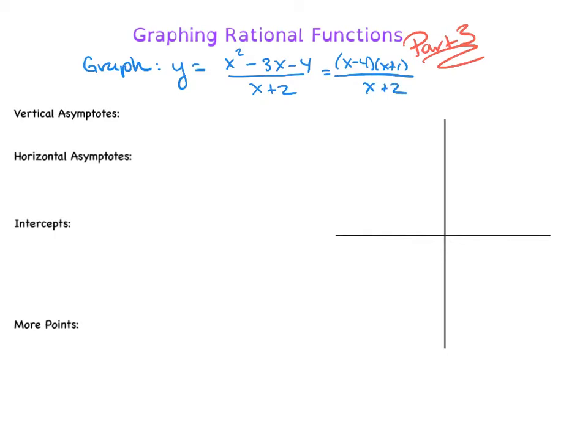What's nice about this is that our vertical asymptote is easy to see. That's just when x plus 2 is equal to 0. So we only have one vertical asymptote at x equals negative 2.